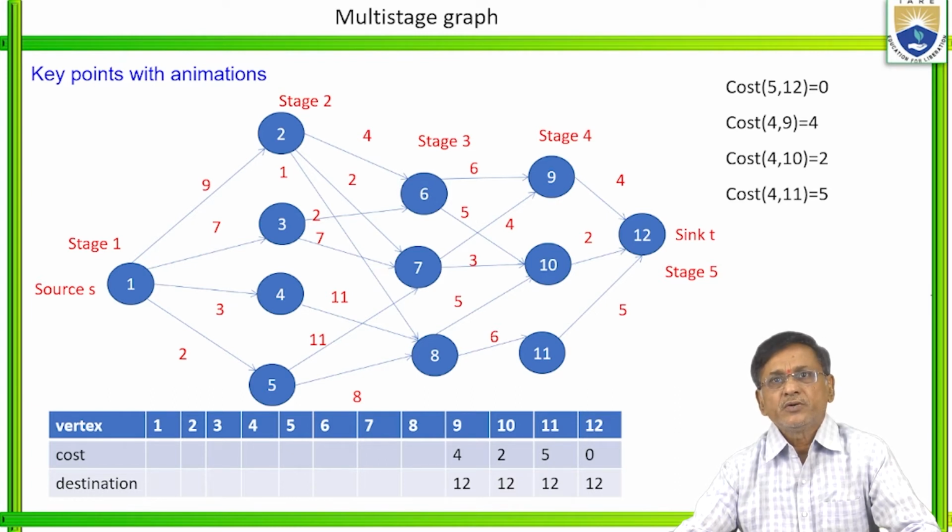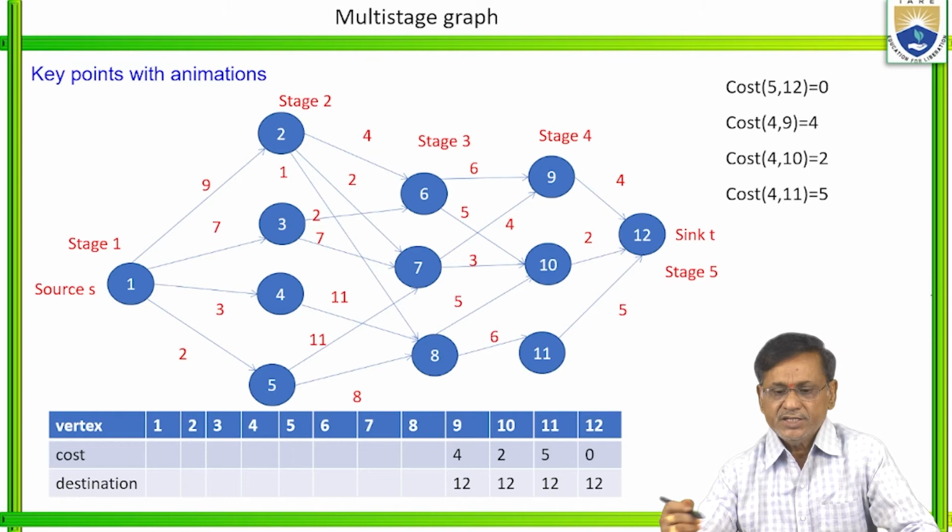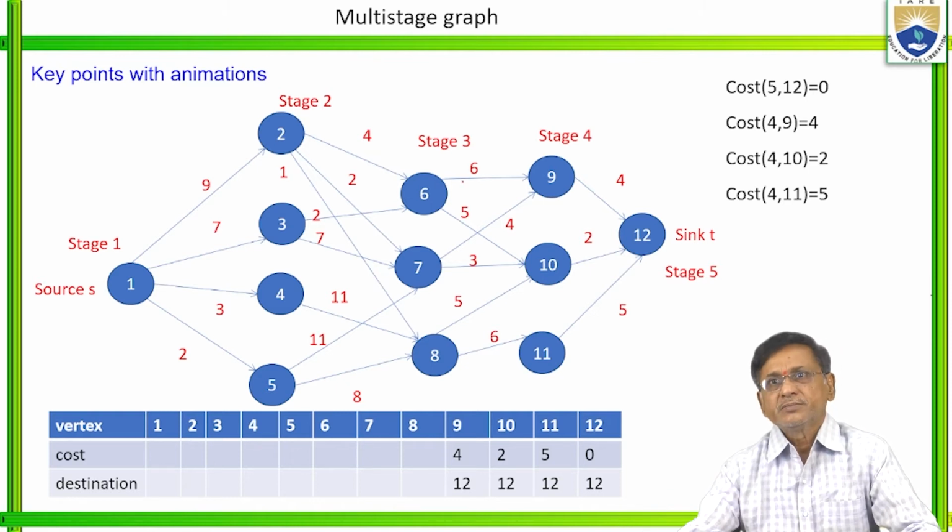So now we have to find out the cost of vertex 2 in the second stage. Cost of 2, 2 is equal to cost of an edge 2 to 6 plus cost of vertex 6. That is the one cost. Then other one is cost of an edge from 2 to 7 plus cost of vertex 7. That is the another one. Next one is cost of an edge 2 to 8 plus cost of vertex 8. By considering these 3 values, we have to find out the minimum path.